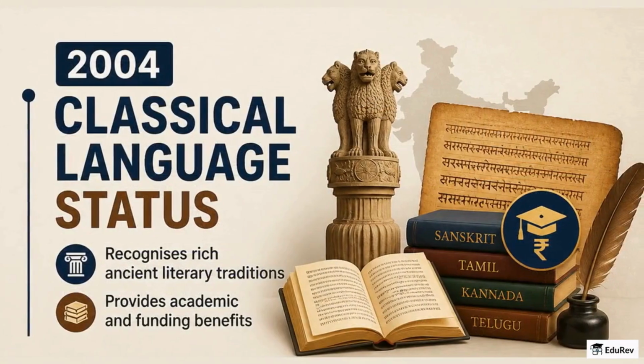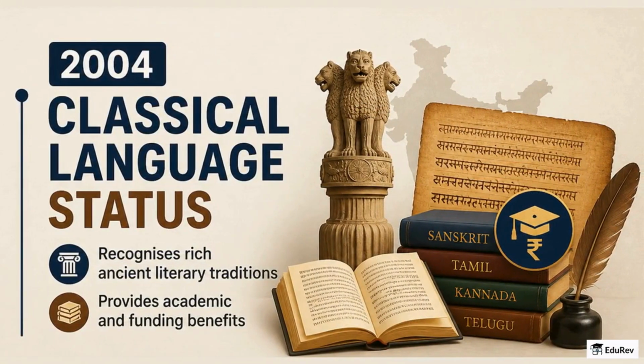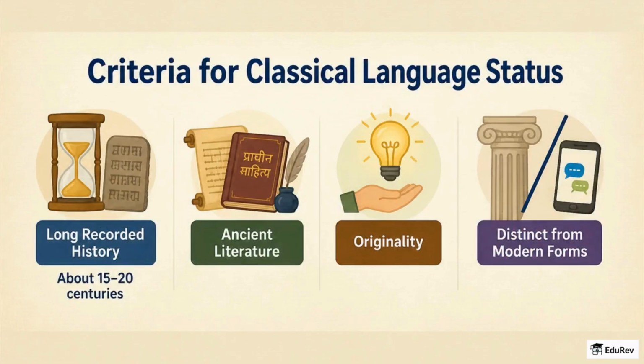Another concept UPSC students should note is the classical language status introduced in 2004, which recognizes rich ancient literary traditions and carries academic and funding benefits. Criteria for classical status include a recorded history of about 15 to 20 centuries, a body of ancient literature, originality, and a clear distinction from modern forms.